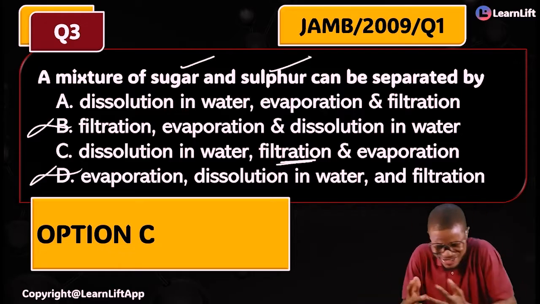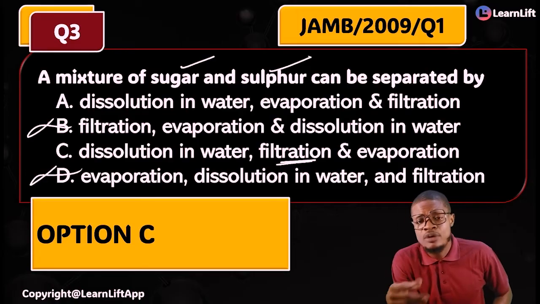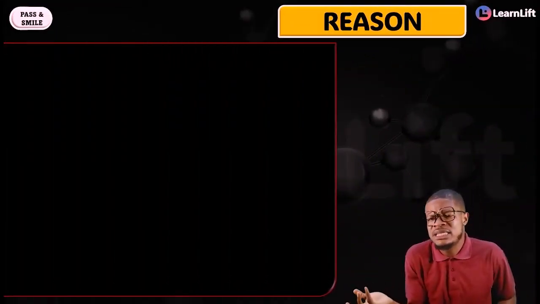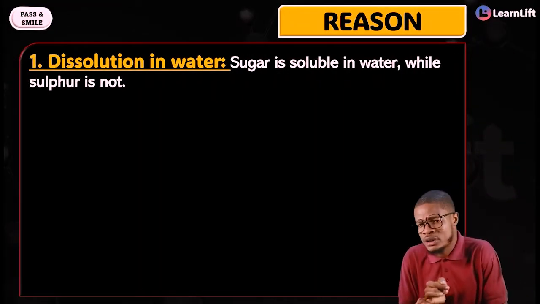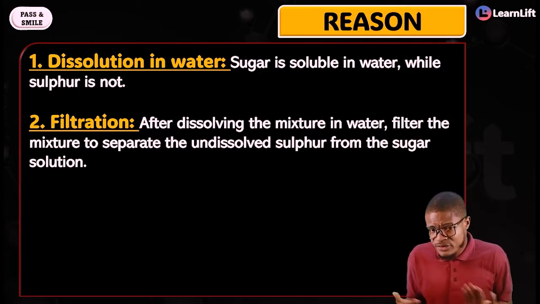Don't cram. Option C, dissolution in water, filtration, evaporation. How do we carry out that? Very, very simple, easy and direct. What you do there is dissolution in water. Sugar will dissolve in the water. Why? Sulfur will not dissolve. The next step is filtration.